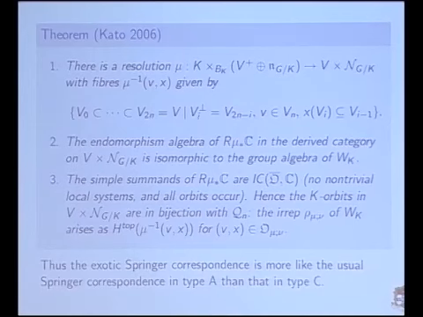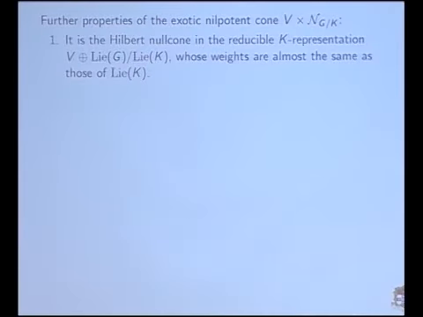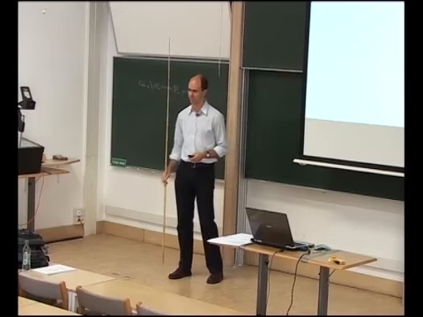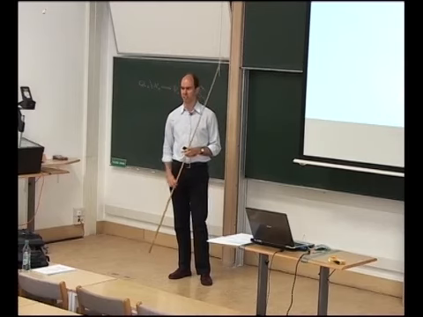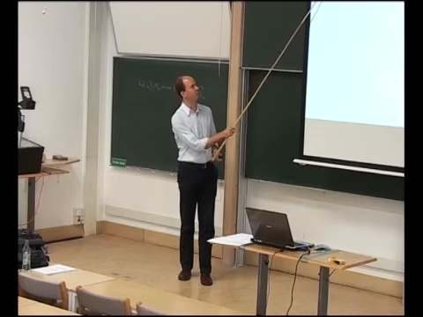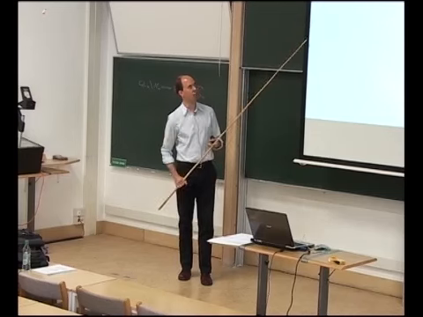So why did this work? Well, it seems like magic. Why this particular variety, and how did he think of this in the first place? Well, one obvious point is that this cone that he's considering is the Hilbert null cone in a representation of K. The ordinary nilpotent cone is the Hilbert null cone in the adjoint representation. That means all the points whose orbit closure contains 0. And this is the Hilbert null cone in a representation of K as well. It just happens to be a reducible representation: the vector representation direct sum with this quotient of the bigger Lie algebra by the Lie algebra of K.